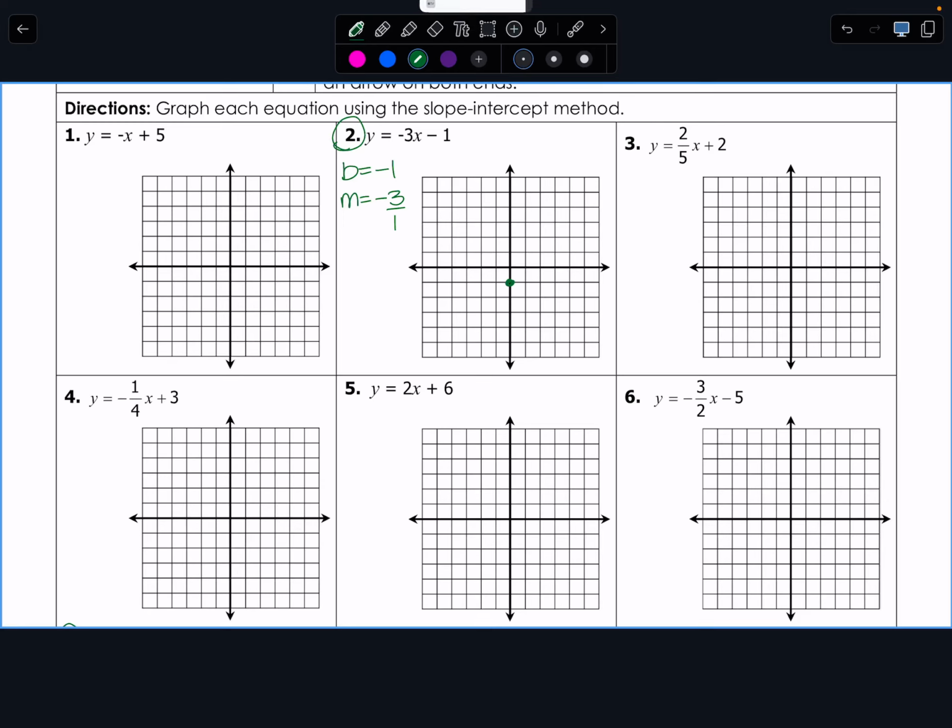which is -1. I identify my slope, -3 over 1, and then I graph my y-intercept first. Once I graph my y-intercept, then I do my slope, where I go either up or down depending on whether it's positive or negative. And I always go running to the right. So we don't run to the left. We only run to the right. So I go down by 3 and I go to the right by 1. And then I connect the dots.